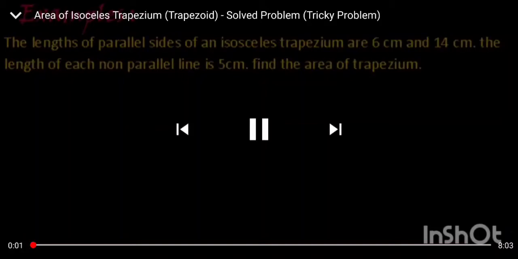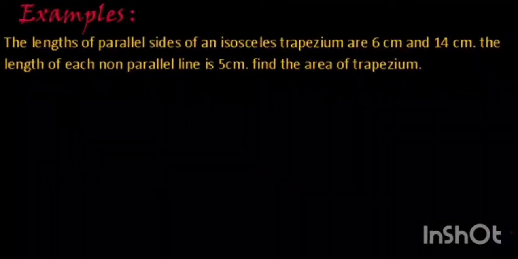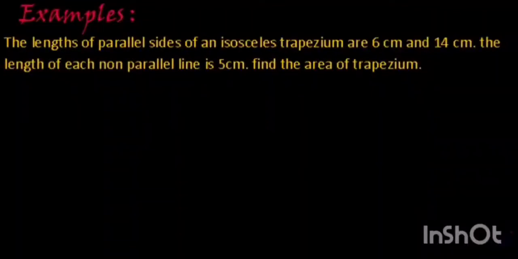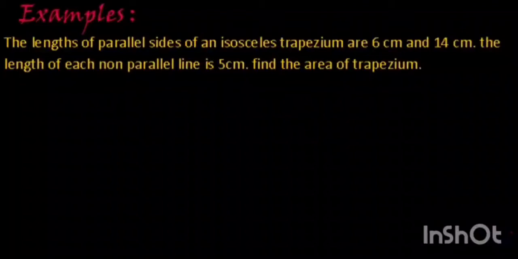Hi, so we have one more example. Let's first read the statement. The statement says, the length of parallel sides of an isosceles trapezium are 6 centimeters and 14 centimeters. The length of each non-parallel line is 5 centimeters. Find the area of the trapezium, right? So what we have is one isosceles trapezium. An isosceles trapezium is a trapezium where the length of the two non-parallel sides is the same.